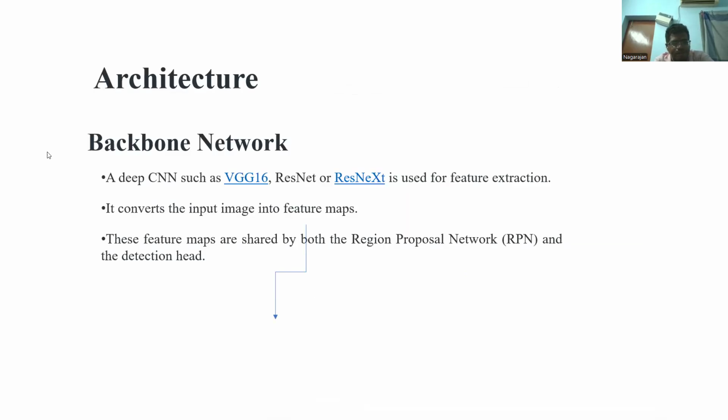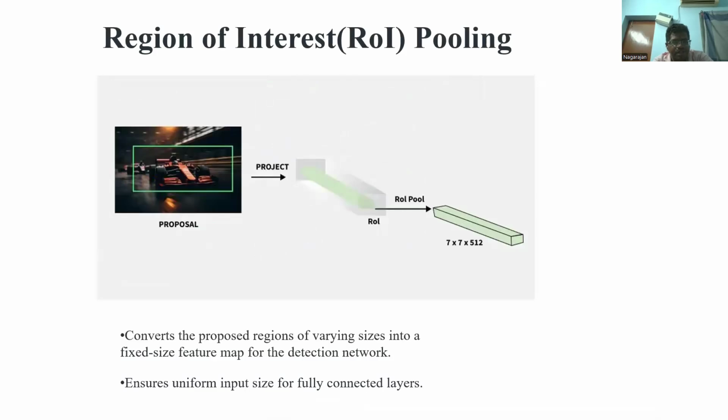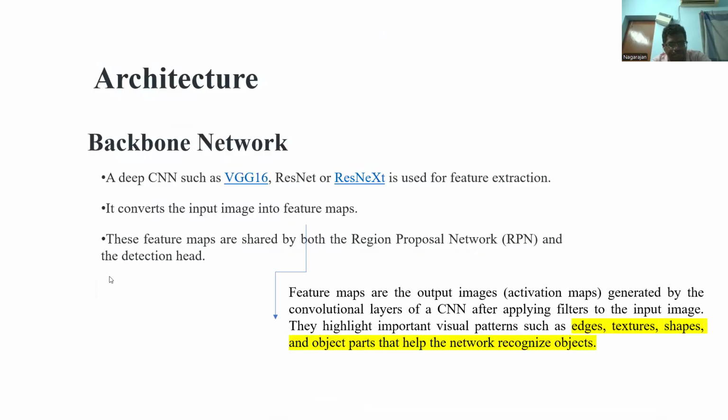One is called the backbone network, another is the region proposal network, and another is region of interest pooling or the detection network. The first one is the backbone network, a deep CNN like VGG or ResNet used for feature extraction. It converts the input image to a feature map, and these feature maps are later shared by the RPN and the detection network.